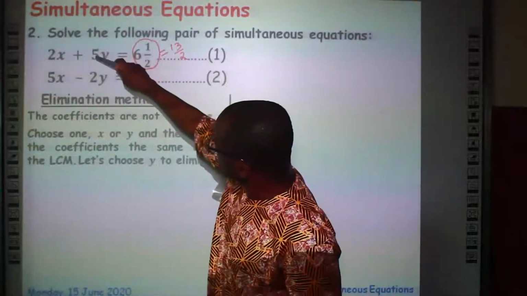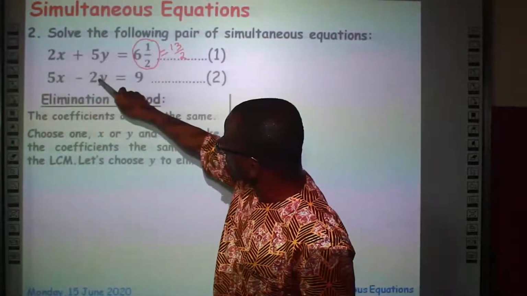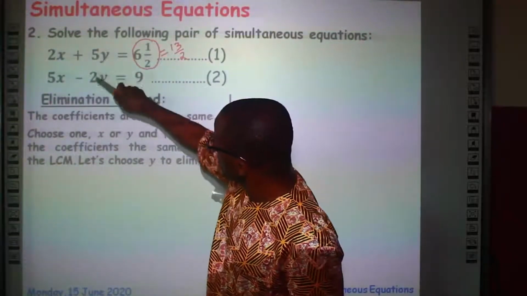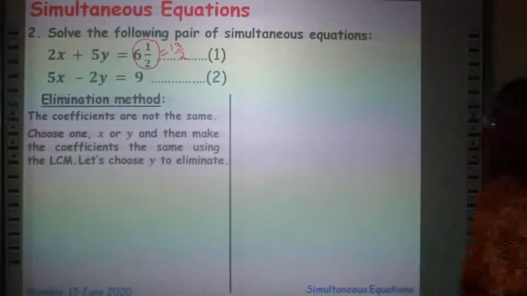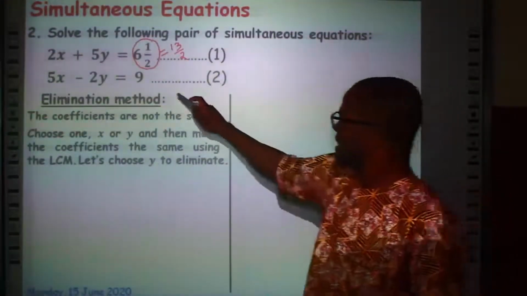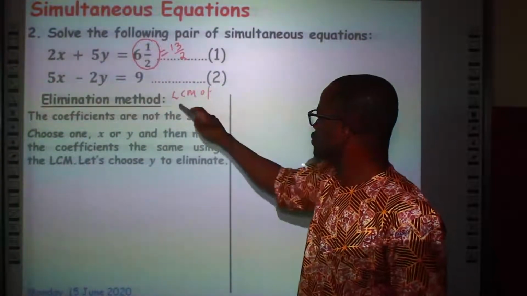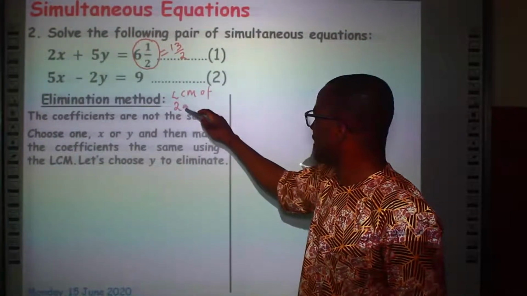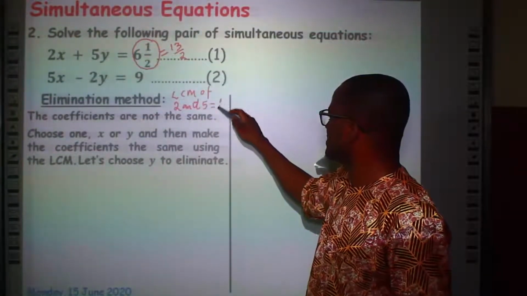So let's go to the coefficients. The coefficient of y here is 5 from equation 1, and the coefficient of y from equation 2 is 2. So we find the LCM of 2 and 5. The LCM of 2 and 5 is 10.